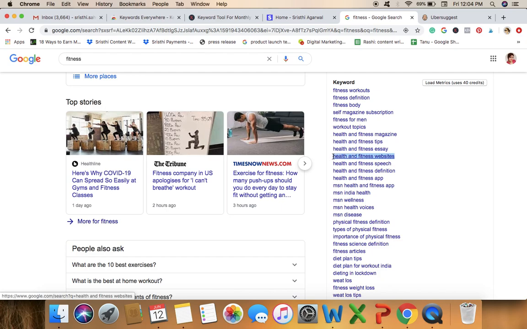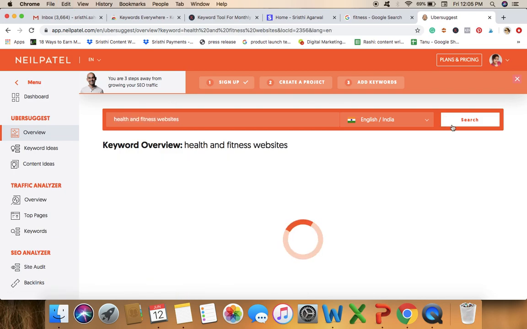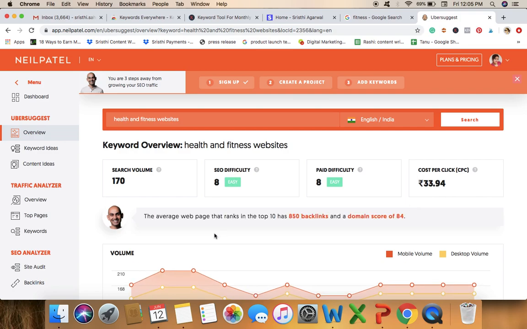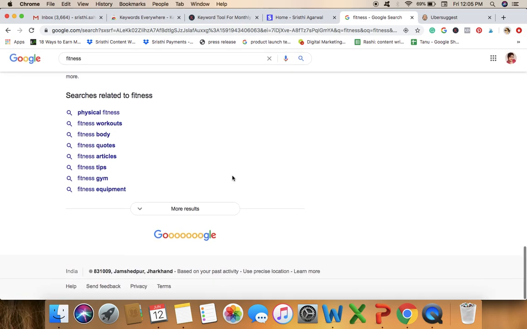So just search for health and fitness websites. Now Ubersuggest also gives you only a few free searches, and then this has also become paid. So this is going to be difficult. We are looking for 4-word long tail keywords, so the search volume is really low. So let's try. See again, the difficulty is very easy, but the search volume is not there, so that's an issue. So I'm going to try something from here, fitness workouts.